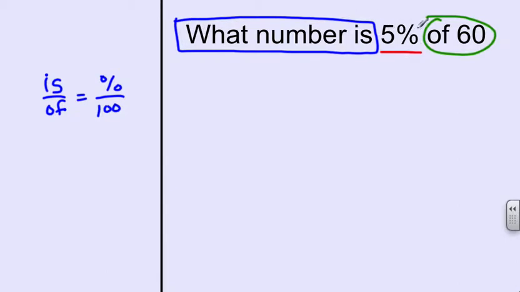Let's start with the easy part. The easy part is the 5%. That's going to go over 100. 5 over 100. Of 60. Of is the denominator, so I'm going to put 60 on the bottom. And last but not least, what number is? What number? X is. So on top, where the is is the numerator, I'm going to put an X.